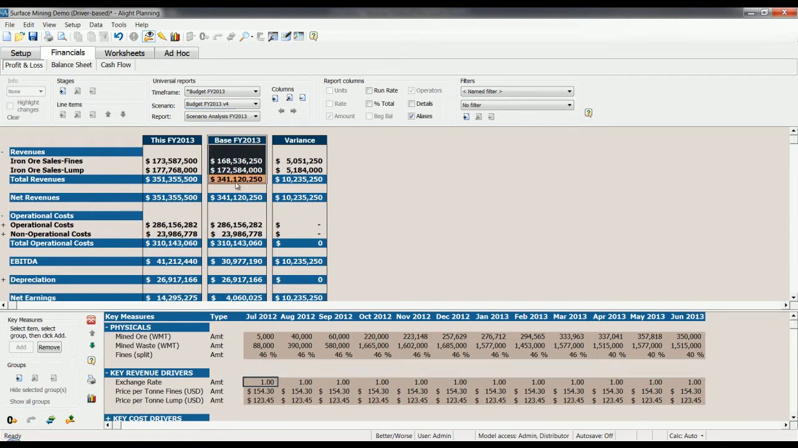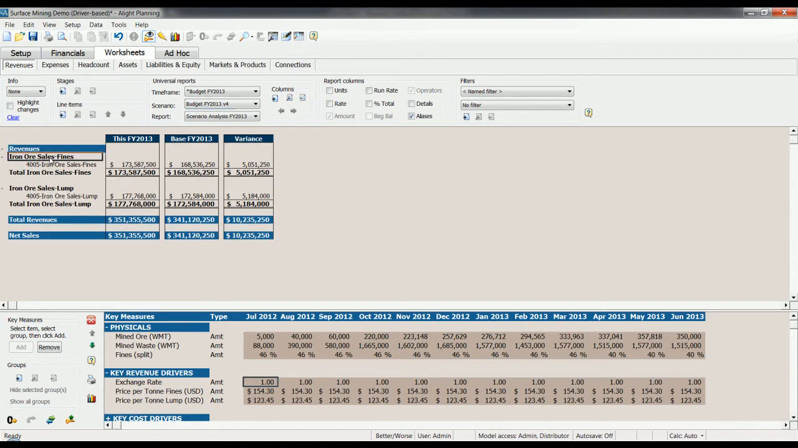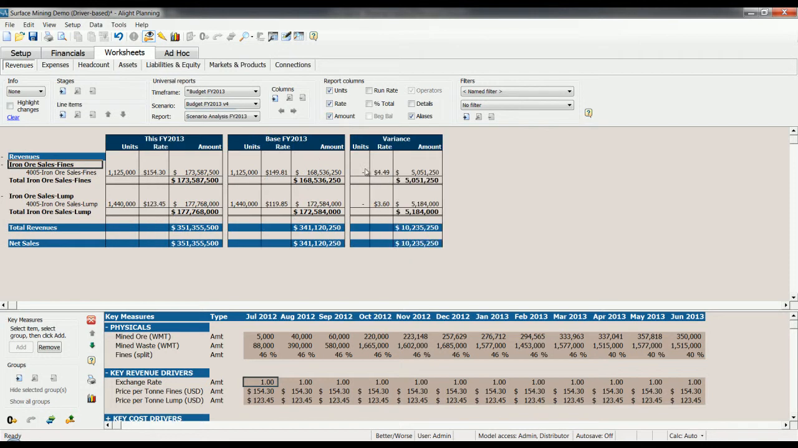So this lets us ask those what if questions and answer them all in the one conversation. We can even drill into the revenue and see what's driving this variance. So here we can maybe look at our units and our rates and see that our variance is exclusively driven by rate in this case. So there's no unit variance in terms of the number of tons of iron ore sales, but there is a rate variance. So we can see that the rate variance is 449 for fines per ton and 360 for lump per ton.